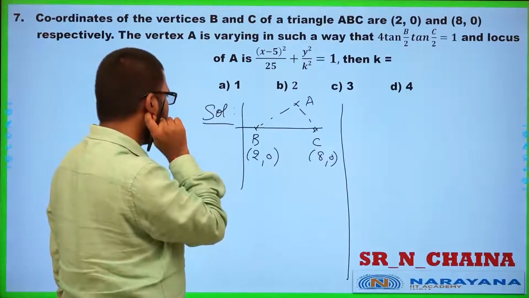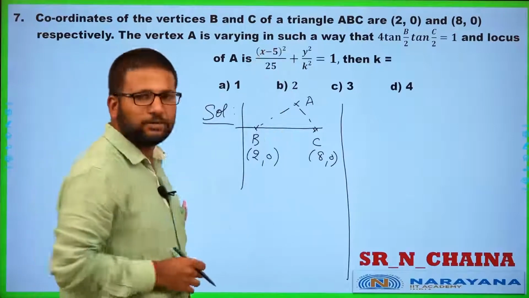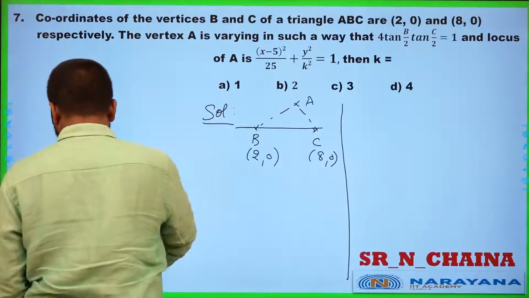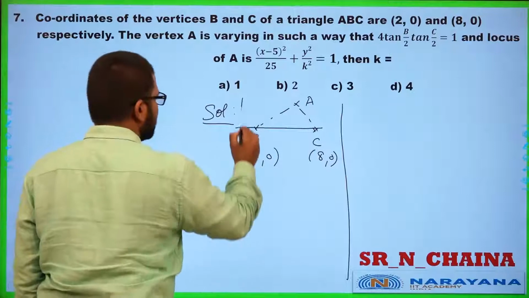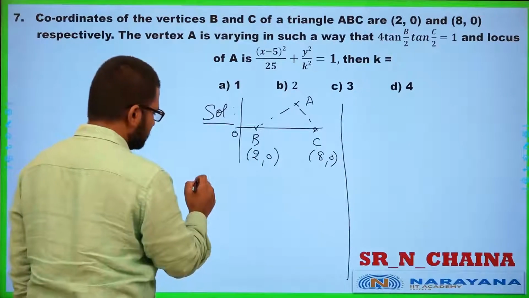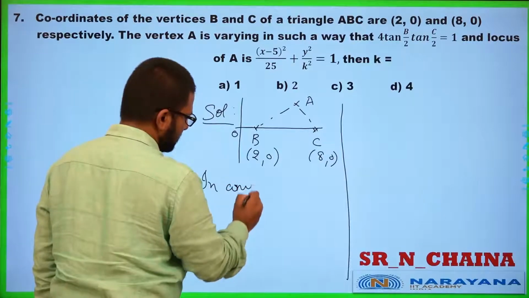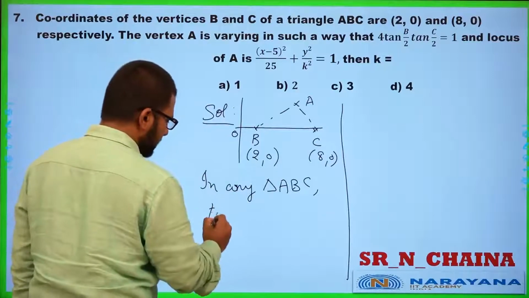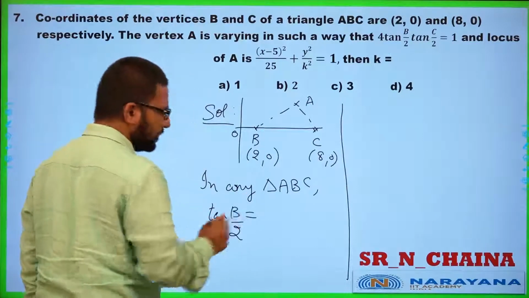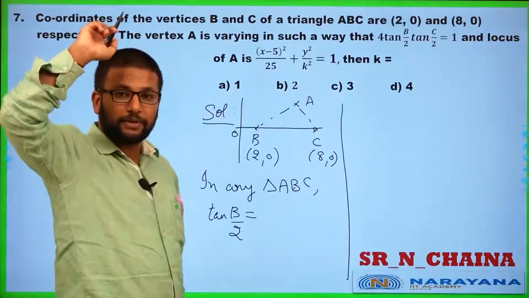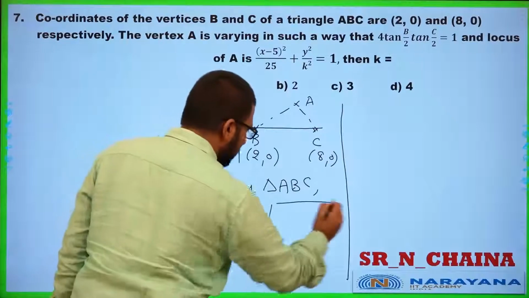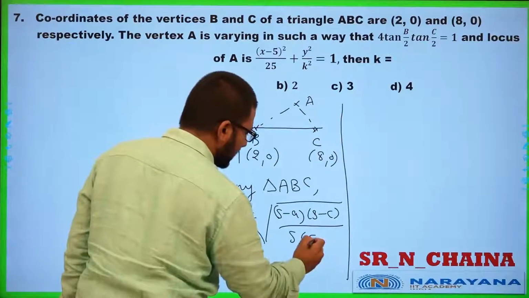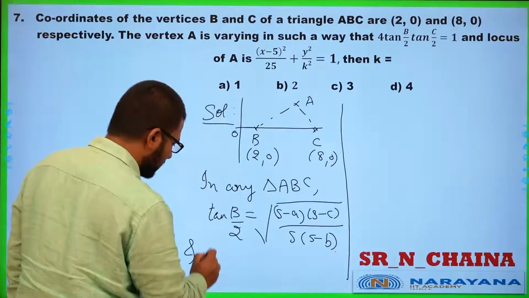Alright, now the condition for A is that 4 tan B by 2 tan C by 2 equal to 1, right? Where have you seen that expression? We know that in any triangle ABC, from the solutions of triangles chapter, tan B by 2 can be written as root of (s minus a) into (s minus c) upon s into (s minus b). And what about tan C by 2?